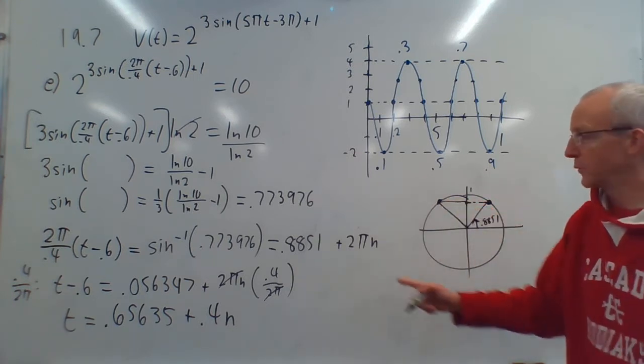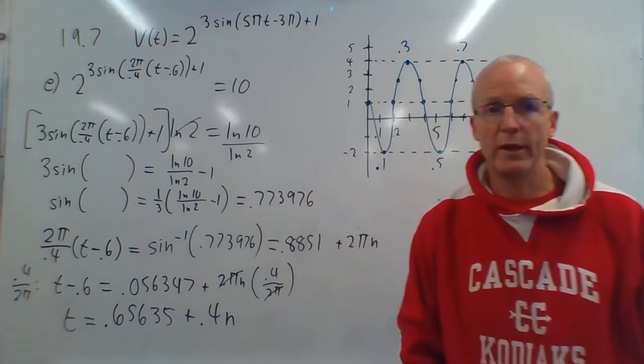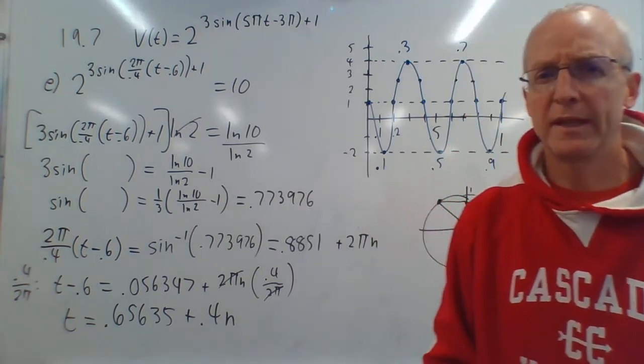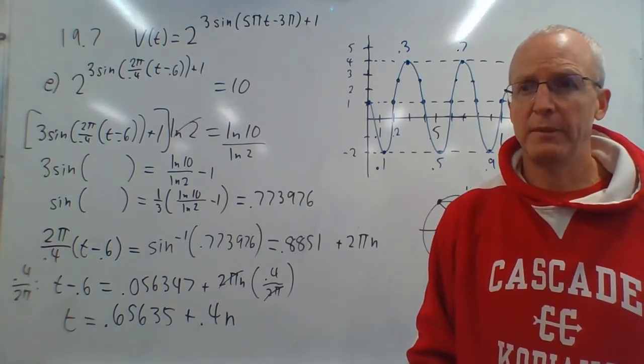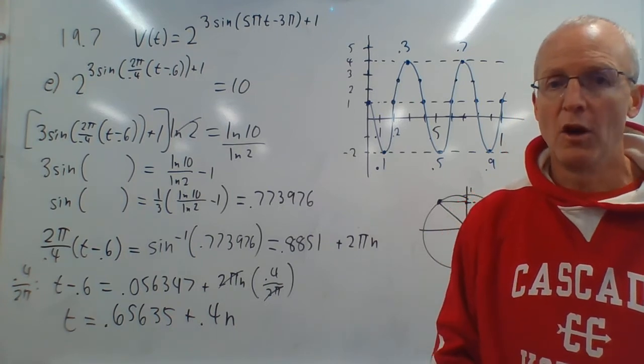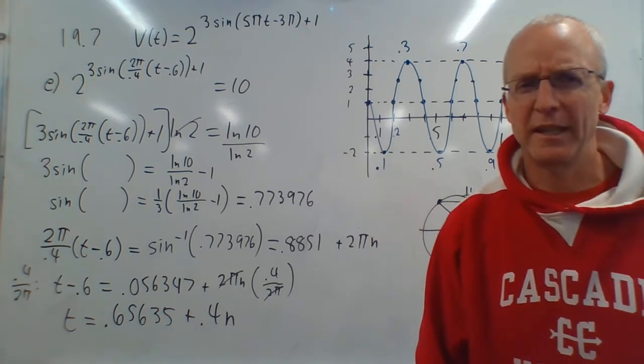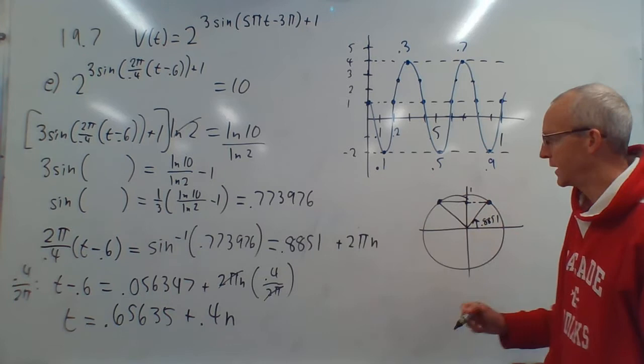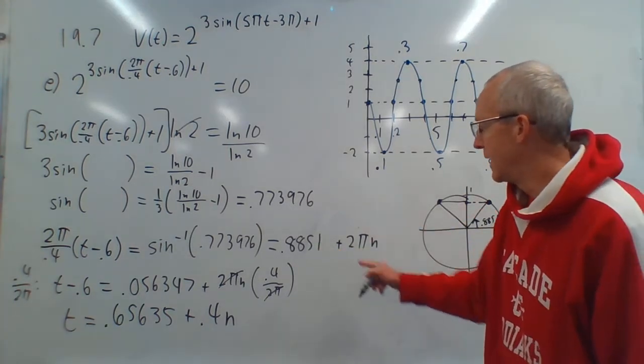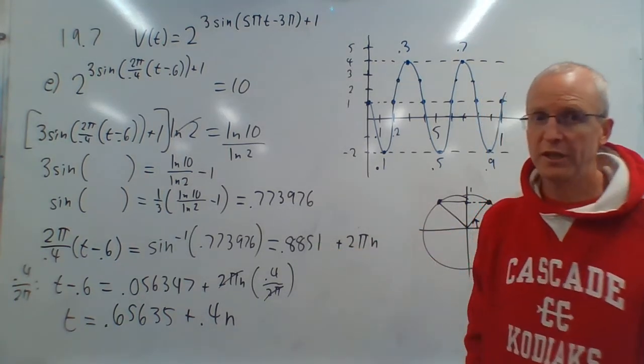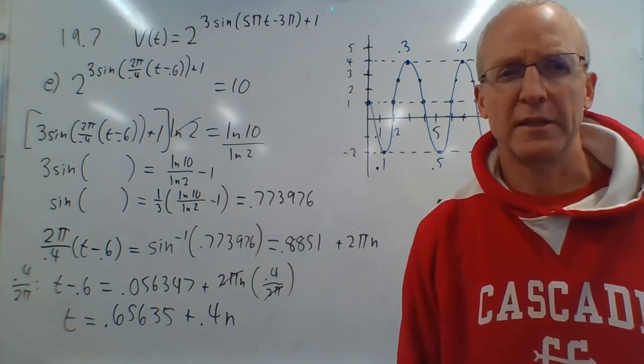There are 2 times when the sine is 0.8851. Your calculator only gives you one of them because for inverse sine to be a function, it can only give you one answer. But we know that really there's another answer, this one over here. So whenever you take the inverse sine, you add 2 pi n, that's one tricky part, and then you have to look for the other answer.